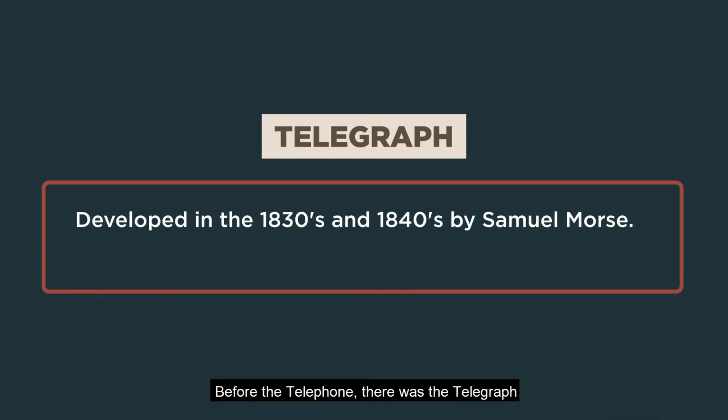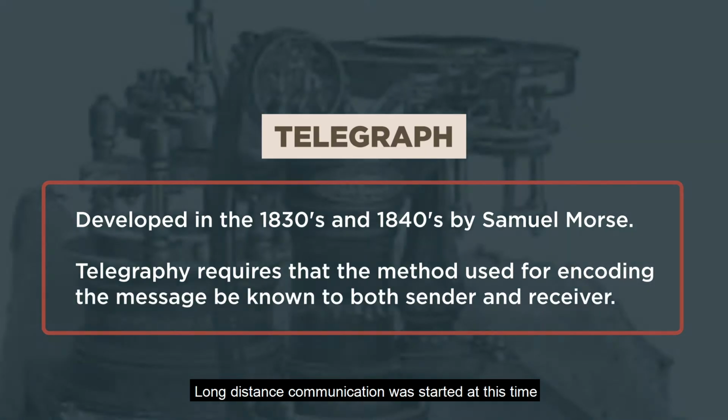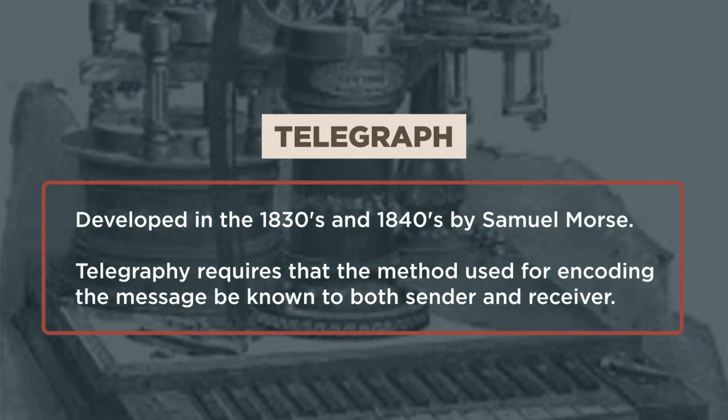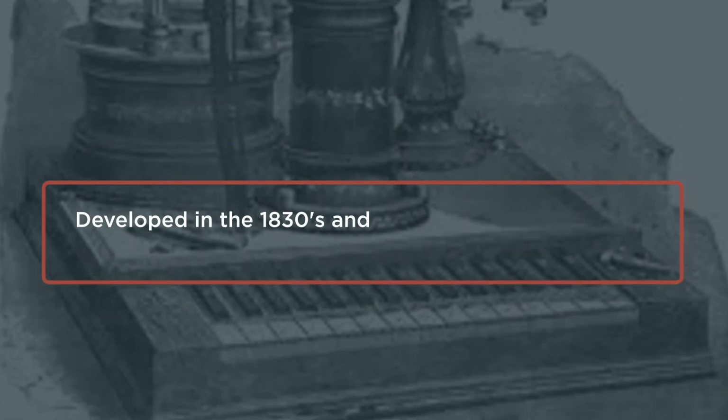Telegraph. So before the telephone, there was already the telegraph. This is where we started to have long distance communication. It works by transmitting electrical signals over wires.